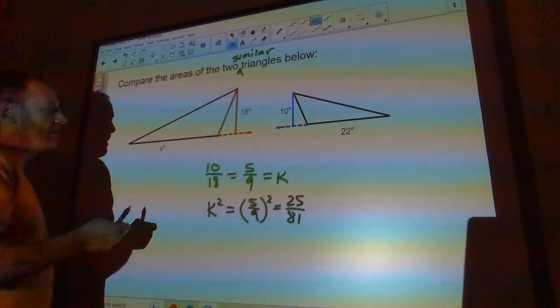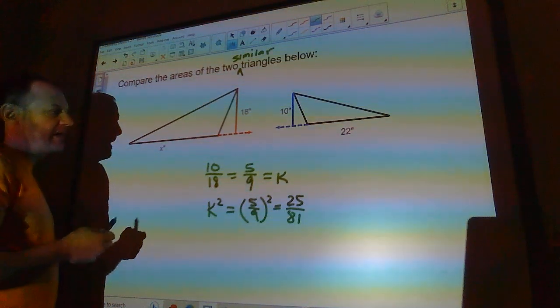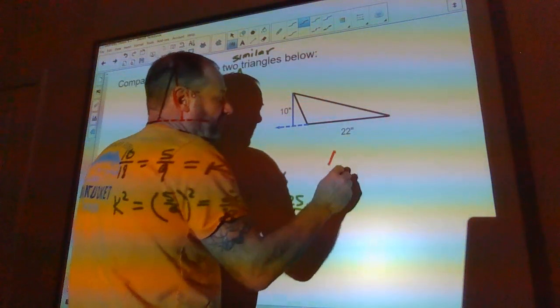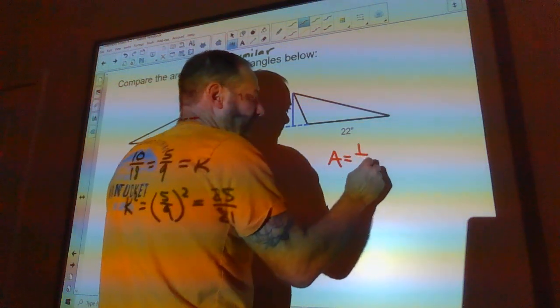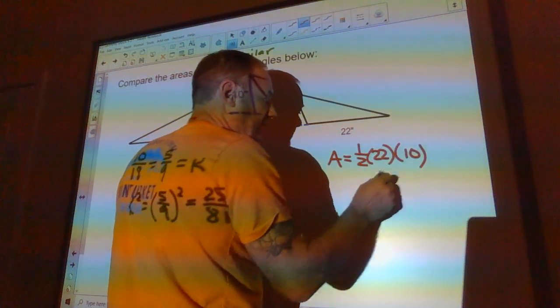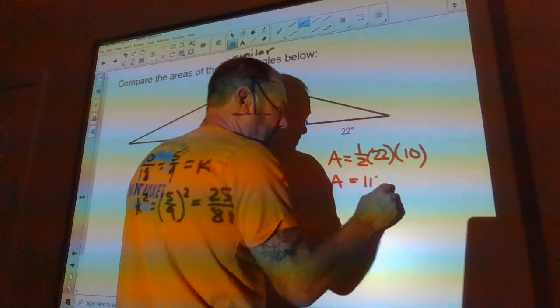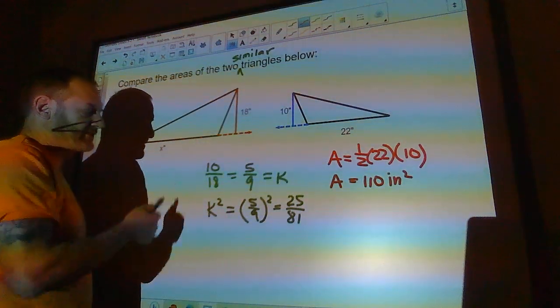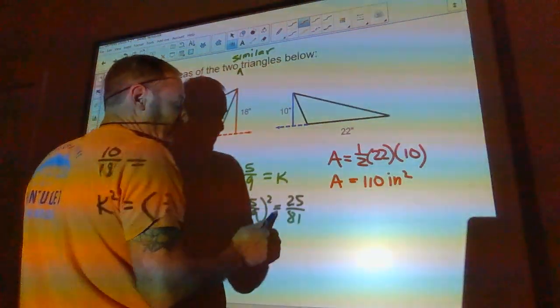Okay, so I'm missing this length here, and I could calculate it, but let's just do this the other way. I know I can figure out the area here. It's half the base times the height. So that's going to be 11 times 10. That's going to be 110 square inches. I don't have to figure out what x is and then calculate the area over here. I can just go straight with this.